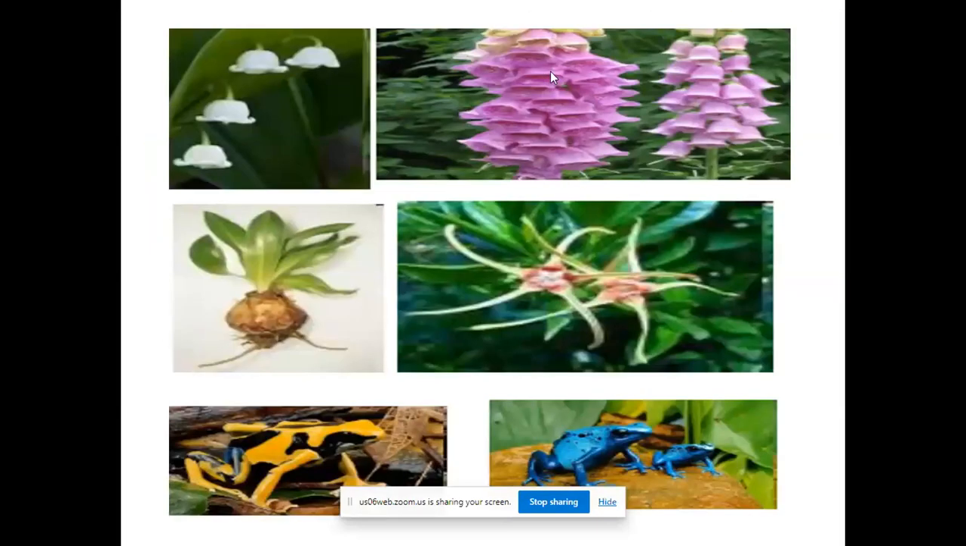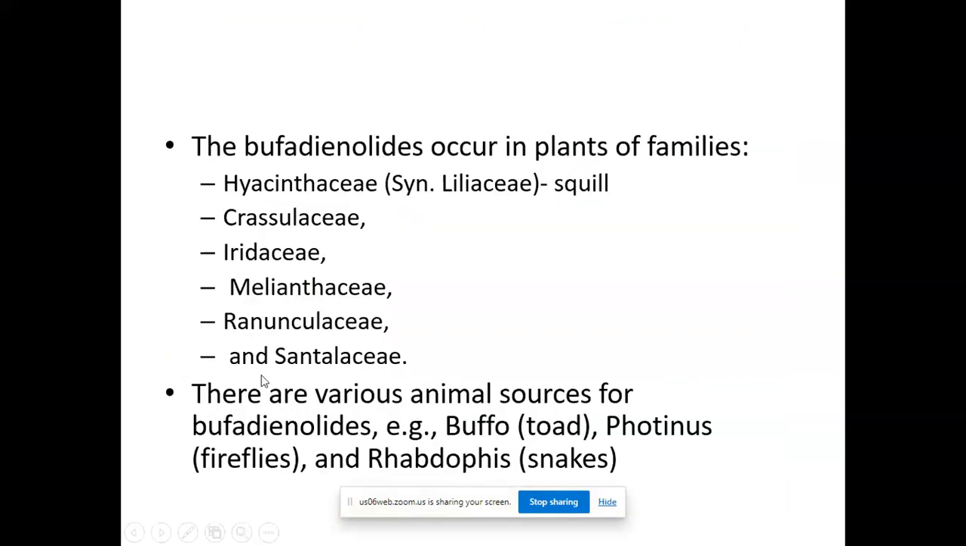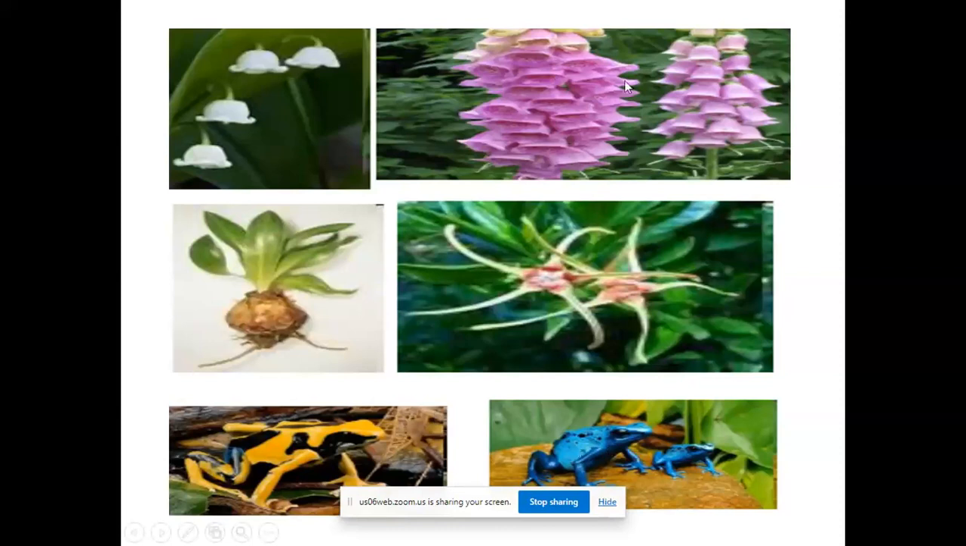So these are plants that are associated with the cardiac glycosides. We also have toads. Examples of animal sources are the toads, snakes, and fireflies. You'll be surprised to see toads here. So this purple one is the Digitalis purpurea.